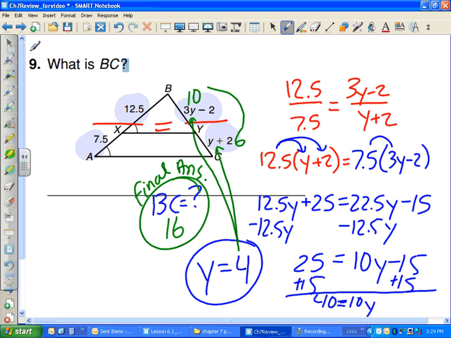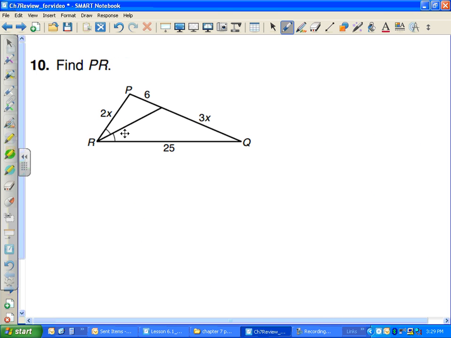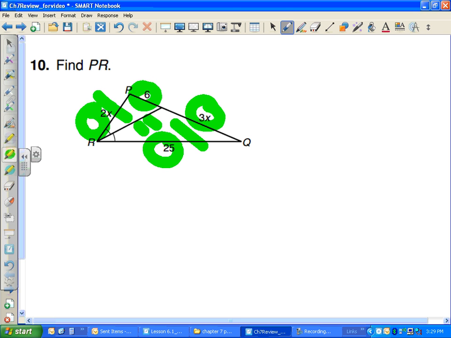Okay, let's move on. Number 10. Find out what PR is. They want to know what this is right here. Okay, so guess what? Another proportion. These are, remember, very easily set up. Now, this is an angle bisector. Remember, when it's bisected like this, it creates some really neat proportions right here. And so there's tons of ways to set up this proportion. I'm going to show you the easiest one. The easiest one is to basically say this. This over this equals this over this. That's the easiest way to set this up.